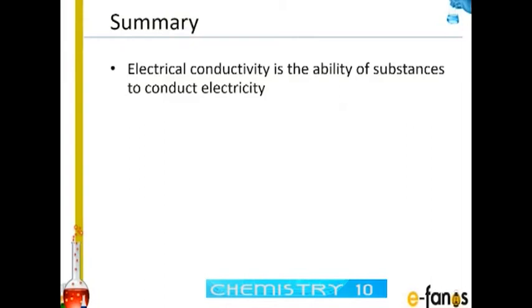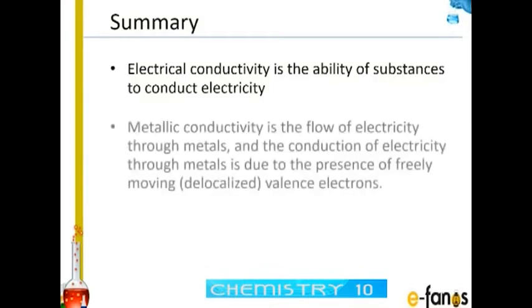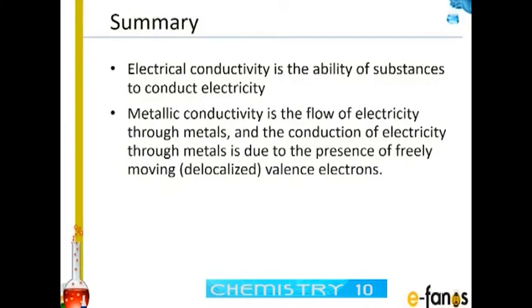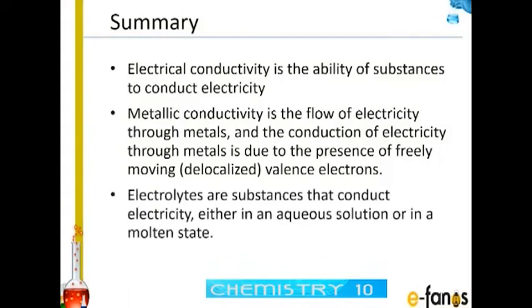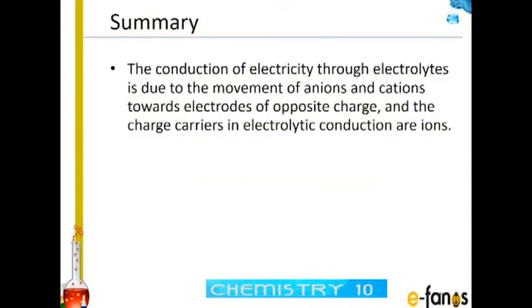So in summary, electrical conductivity is the ability of substances to conduct electricity, or for electricity to move through them. Metallic conductivity is the flow of electricity through metals, and the conduction of electricity through these metals is due to the presence of freely moving or delocalized valence electrons. Electrolytes are substances that conduct electricity, but only in aqueous solution or in a molten state. The conduction of electricity through electrolytes is due to the movement of anions and cations in opposite directions, and they are the charge carriers in this situation.